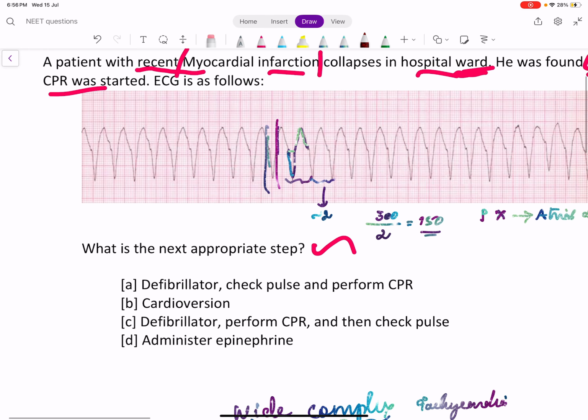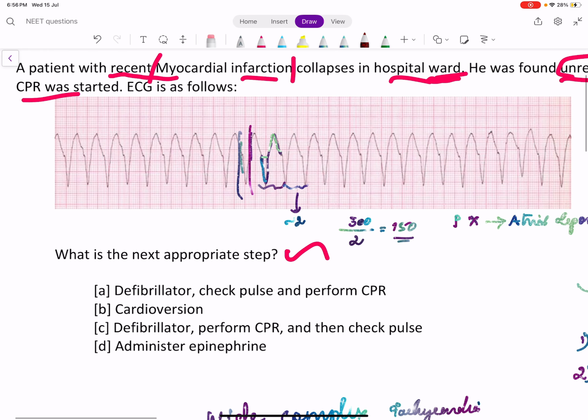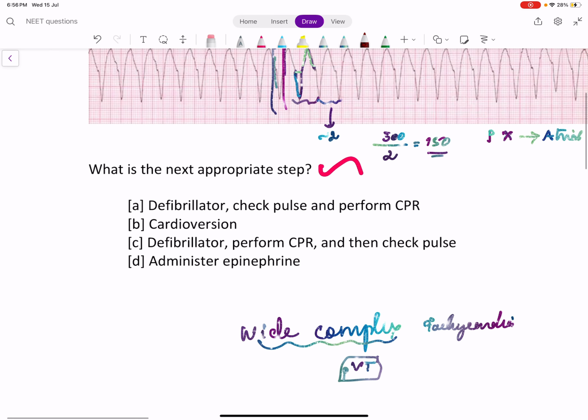So definitely it's a wide complex tachycardia. It's a pulseless monomorphic VT. What is the next appropriate step? Whether you will give a defibrillator. Yeah, definitely, because it's shockable. The patient is in cardiac arrest, so defibrillation is the answer.